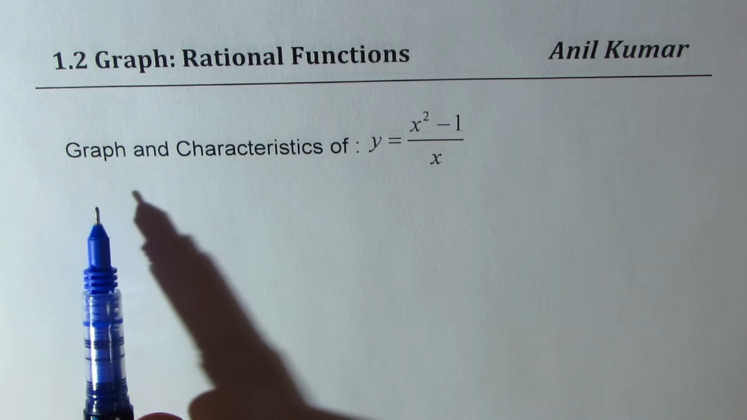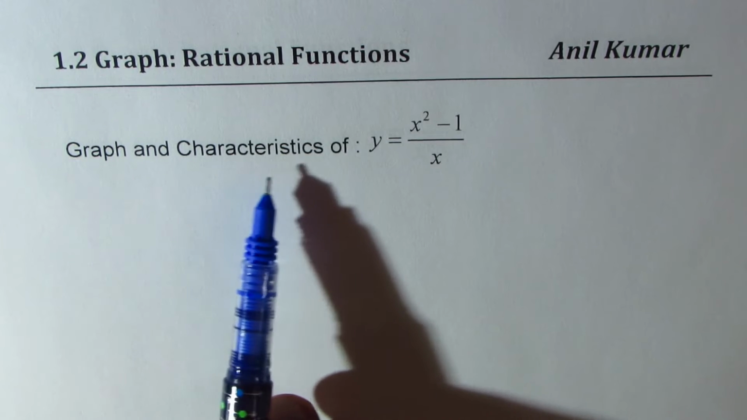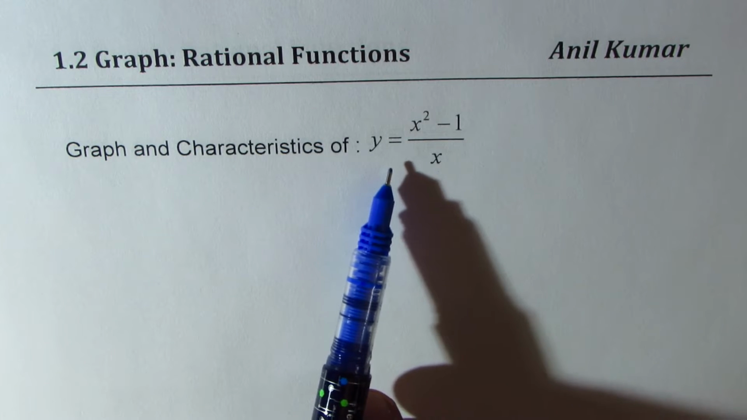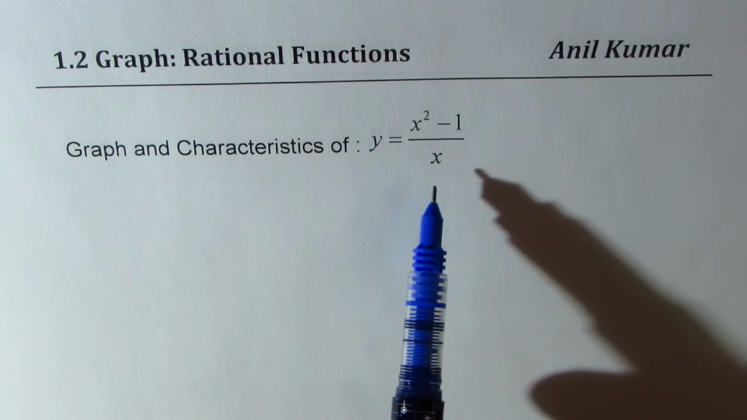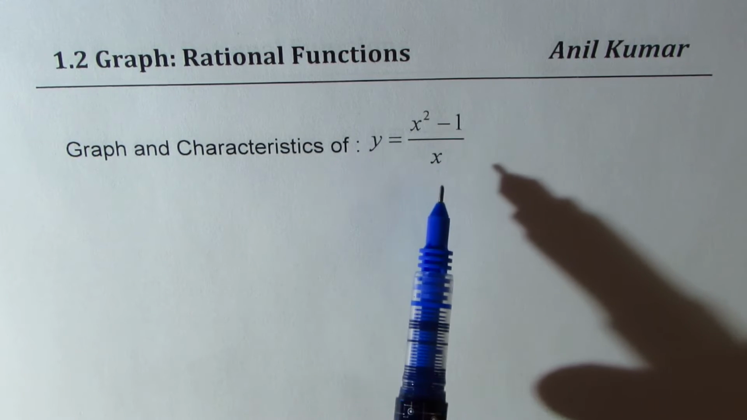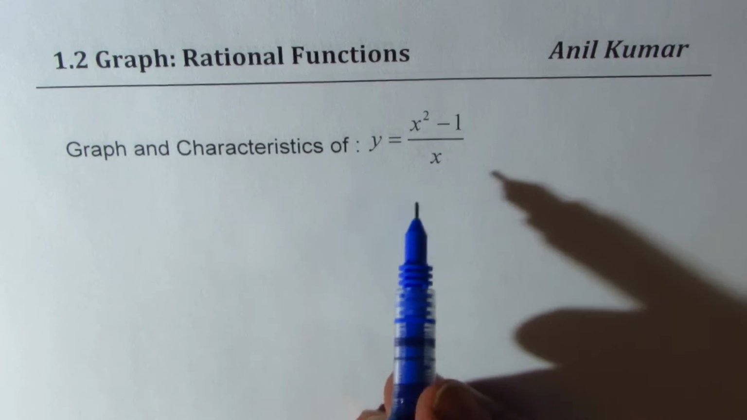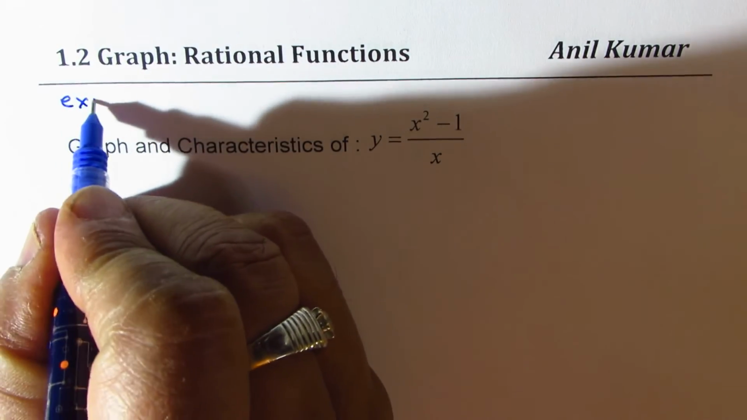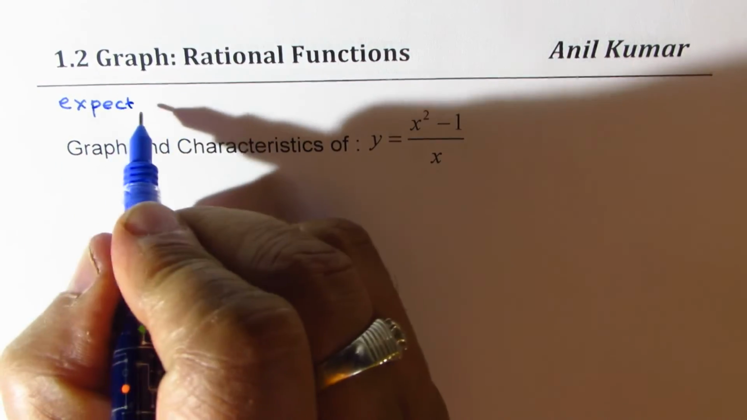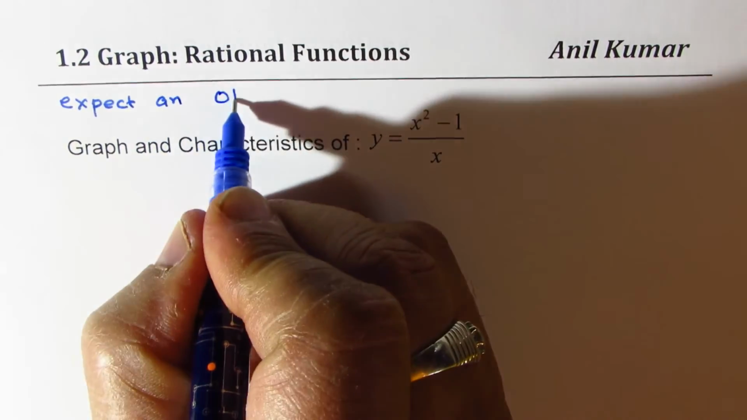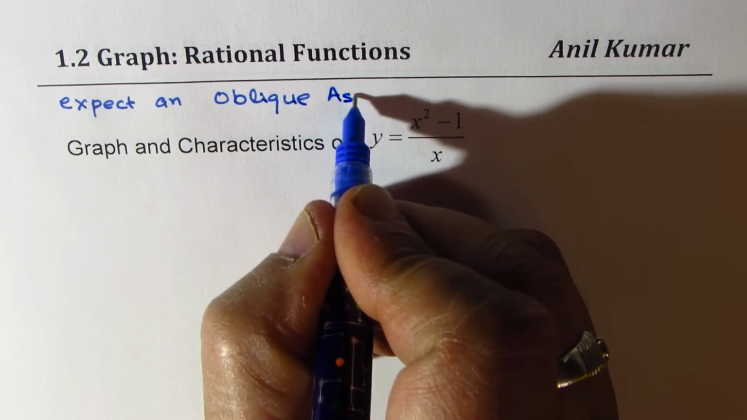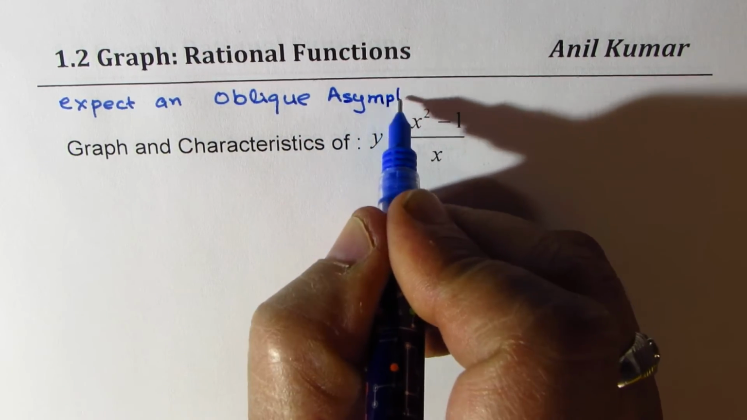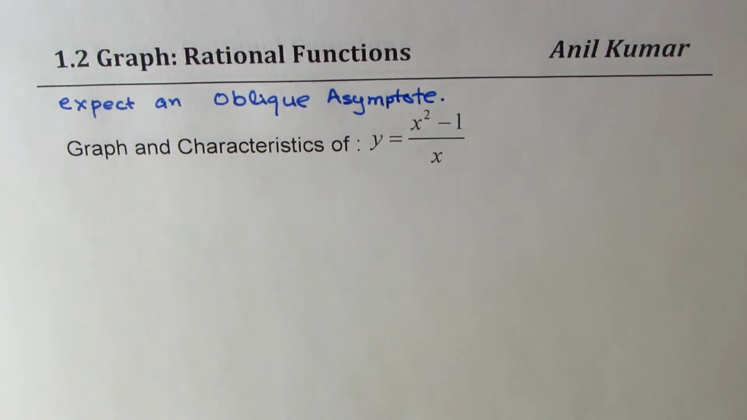We need to graph and find characteristics of y equals x squared minus 1 divided by x. Now in this particular case, the degree of the numerator is 1 higher, so you expect an oblique asymptote. So let's keep this in mind while working on this particular function.